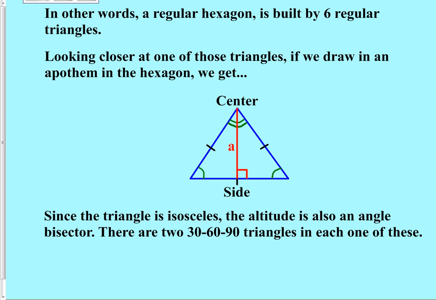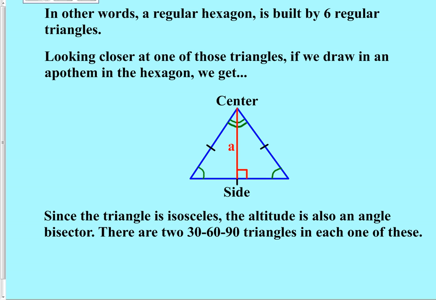Now going back and remembering your rules, or studying your rules for 30, 60, 90, which you might want to do, that means that the hypotenuse of these triangles is going to be twice as big as the short leg, and the long leg of these triangles is going to be whatever the short leg is, times the square root of 3.